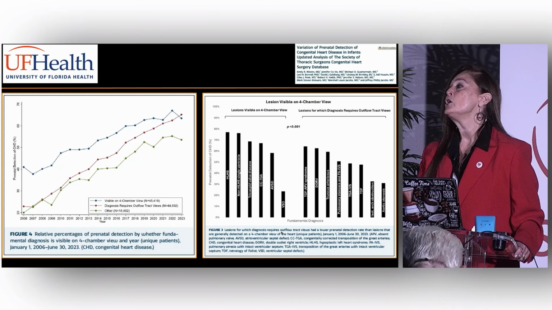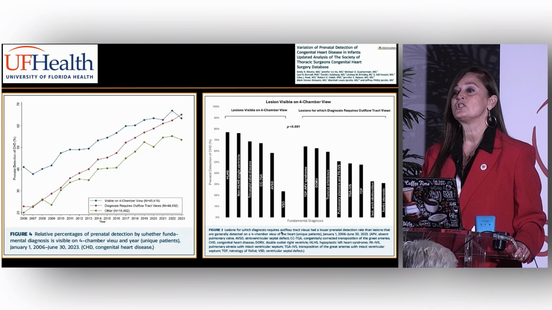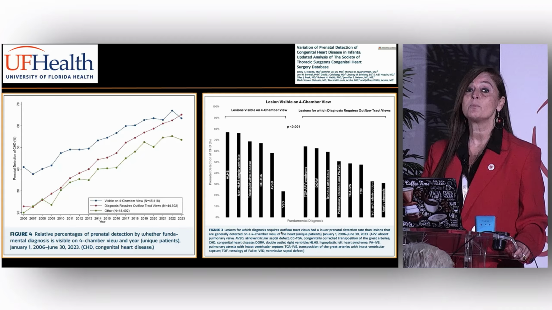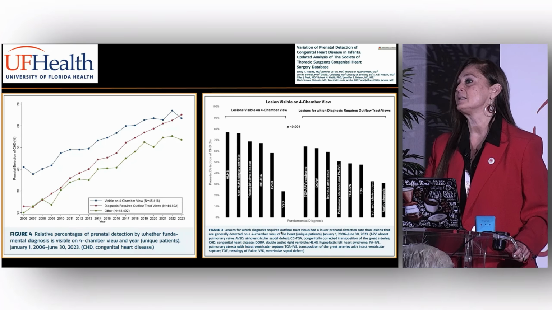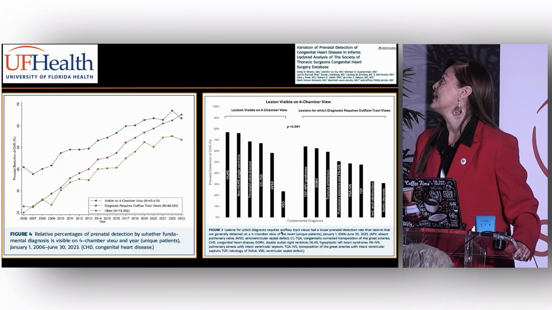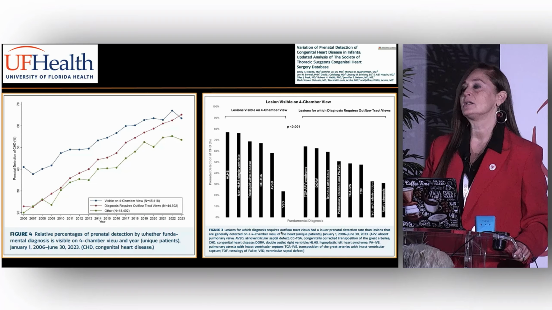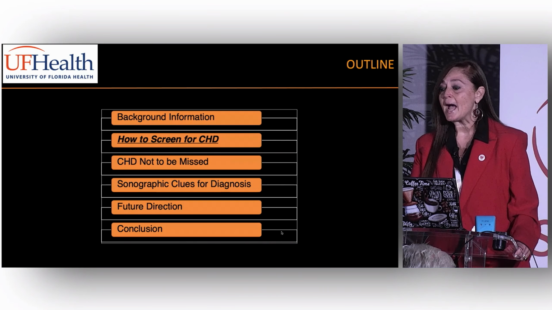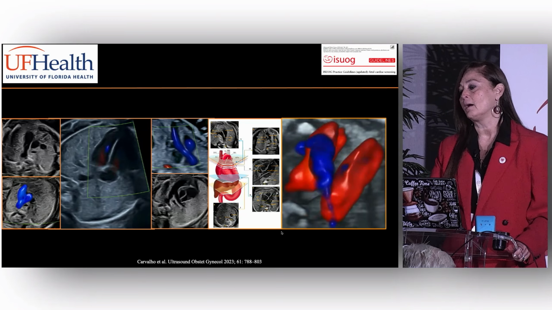This table here shows the various critical congenital heart defects, those that are amenable to detection by the four-chamber view, those that need the three-vessel trachea view, and you will see that we still have very low detection rates for some of these critical defects. So now, how do we screen for congenital heart defects?